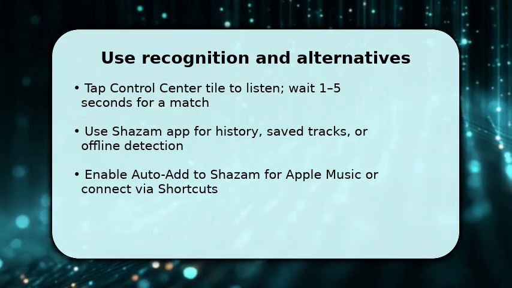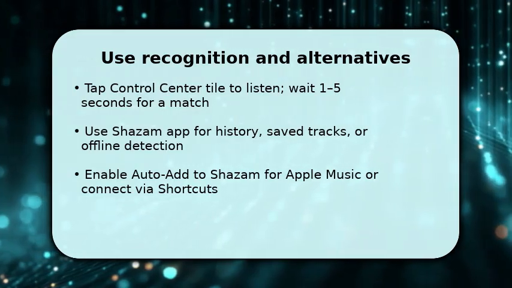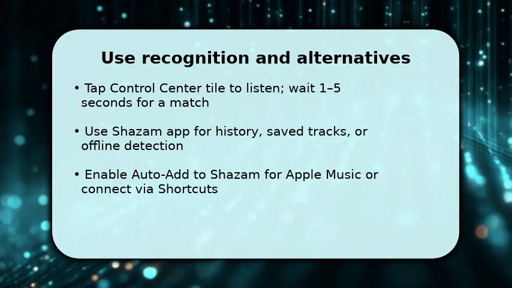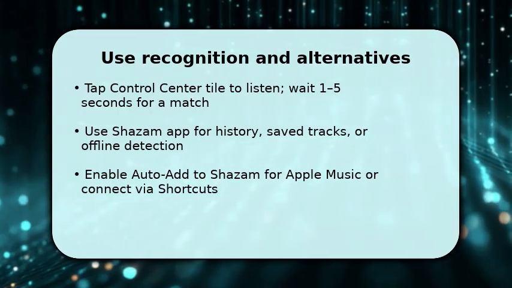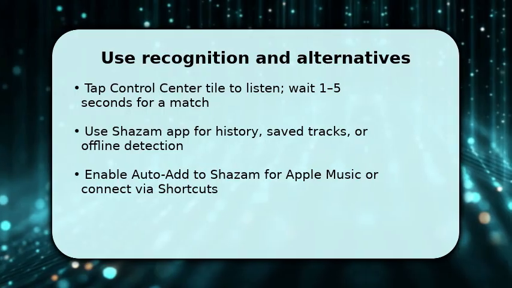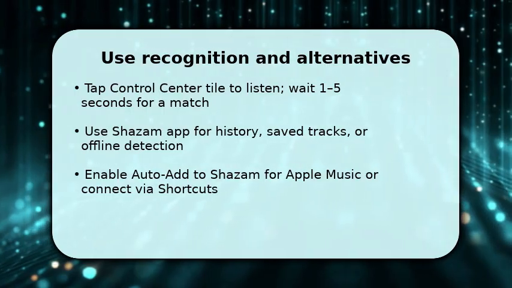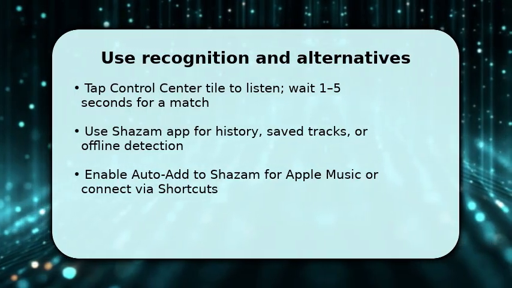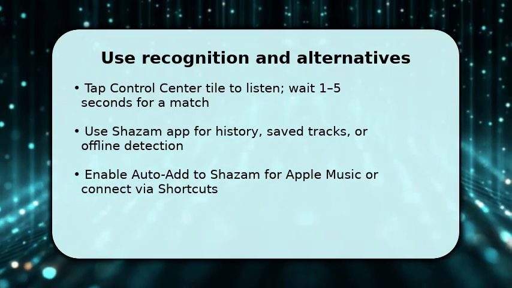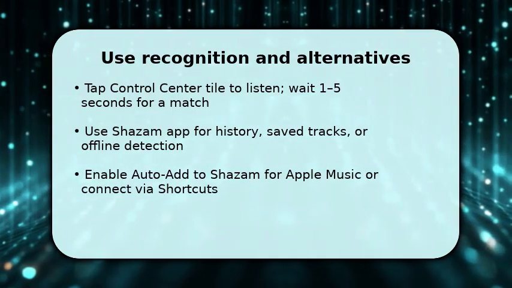If you need history, richer metadata, or offline tagging, install the Shazam app and sign in. It stores results and integrates with Apple Music. Once done, you can enable auto-add or build a shortcut to log matches to notes or a playlist, which helps keep organized records of discoveries.